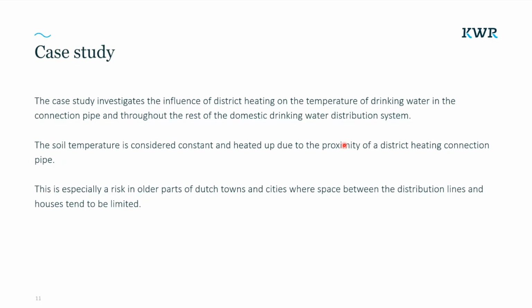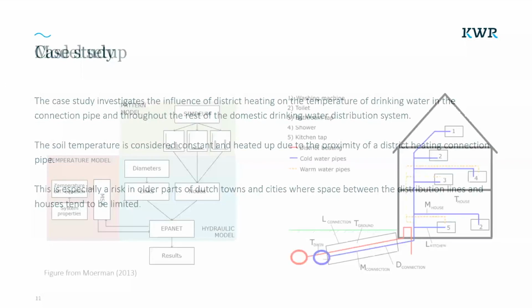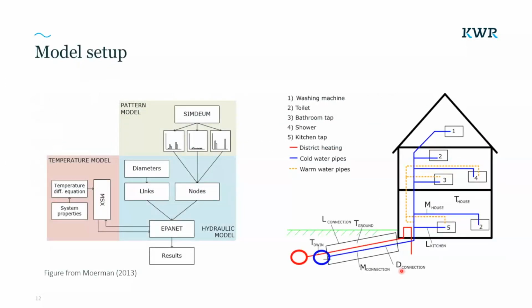Especially in many parts of Dutch towns and cities, this is a risk because the space between the distribution lines and the houses tends to be limited, and we have increasing use of district heating due to the energy transition. So I'll show some model setup. I'll start here on the right.